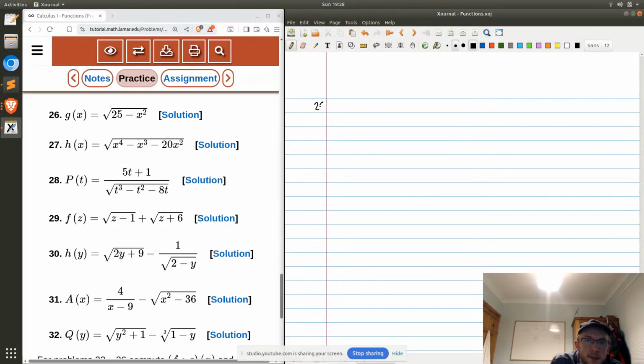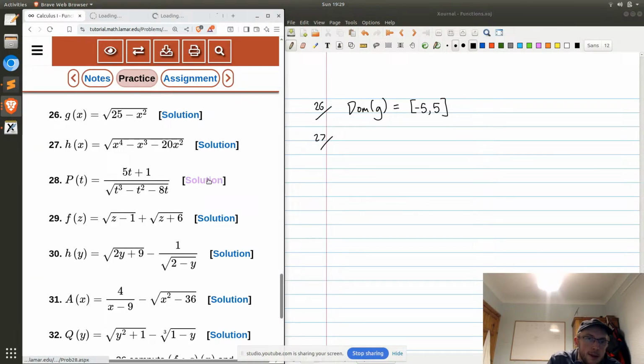Problem 26. We have to find the domain of this function. That would be anything. Oh. The domain of this is every real number from -5 to 5 inclusive, I believe. And here for 27. Okay.